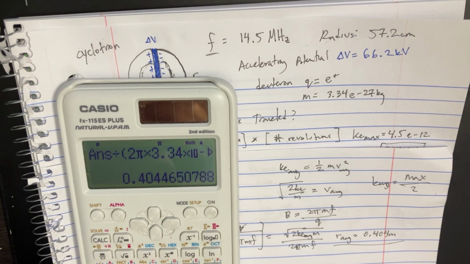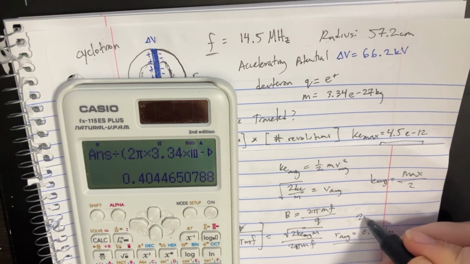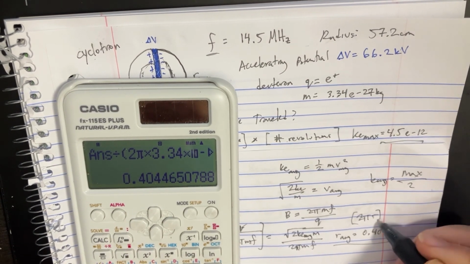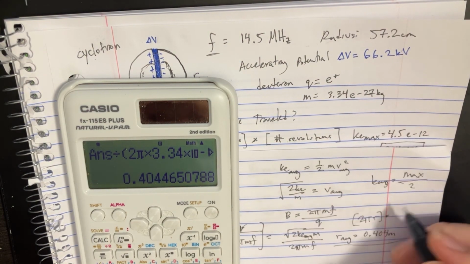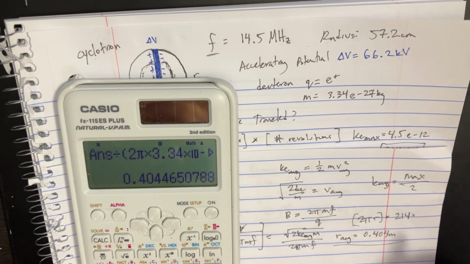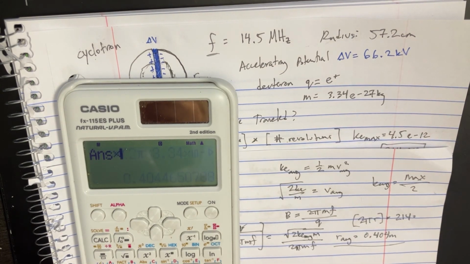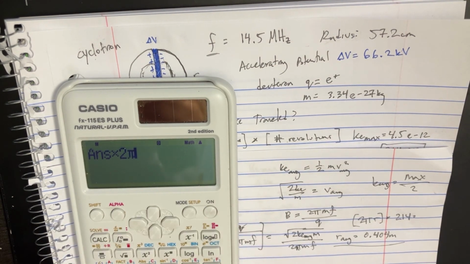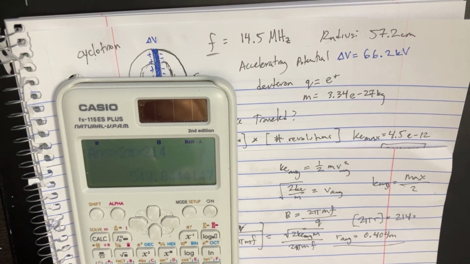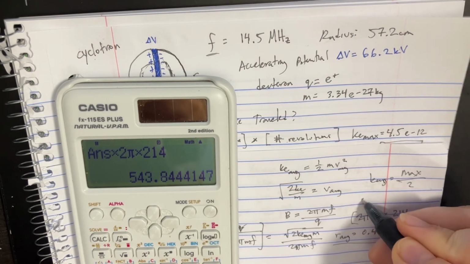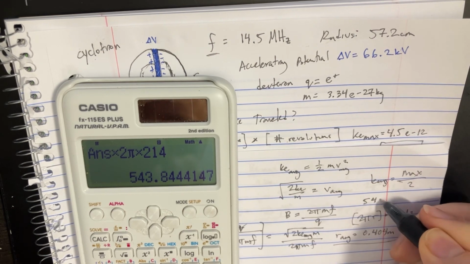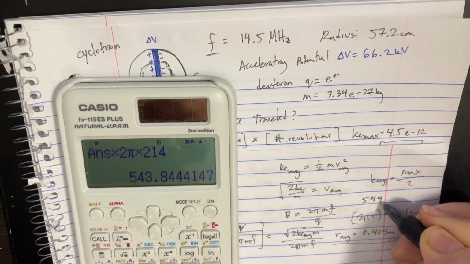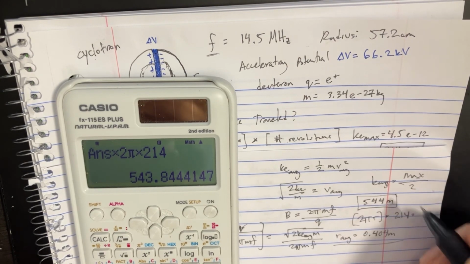Okay, now we can just multiply that by 2 pi, because we're going to get 2 pi r, and then we can multiply that by the number of revs that we had, which was 214, and we're almost done. Check it out, times 2 pi times 214, and bam, we get the average length, or an estimation for the length of this whole thing is about 544 meters. That's crazy.